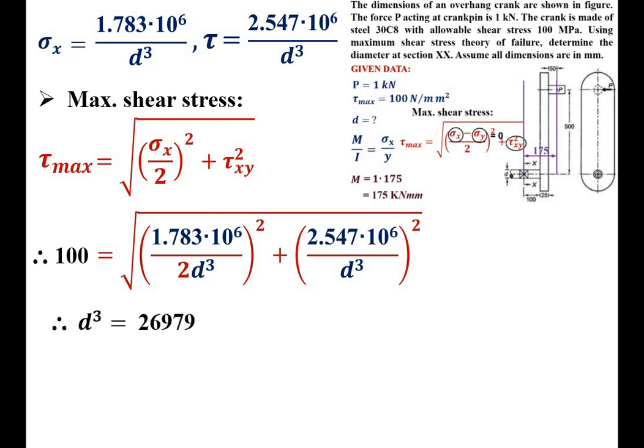First you will get d cube, and the cube root of this gives d, which is 29.99, nearly equal to 30 mm. So this is your answer: the diameter at section XX. So make a box.